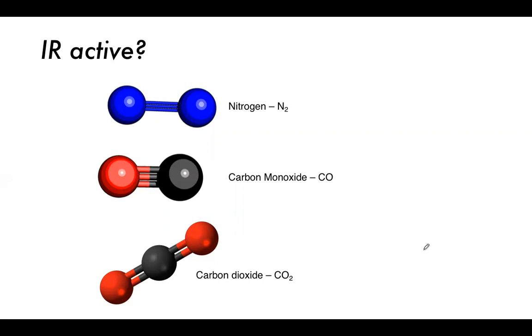So we have nitrogen N2, carbon monoxide CO, and carbon dioxide CO2. Their names are given, and their structures are given beside them. They're molecule types that we have mostly encountered.